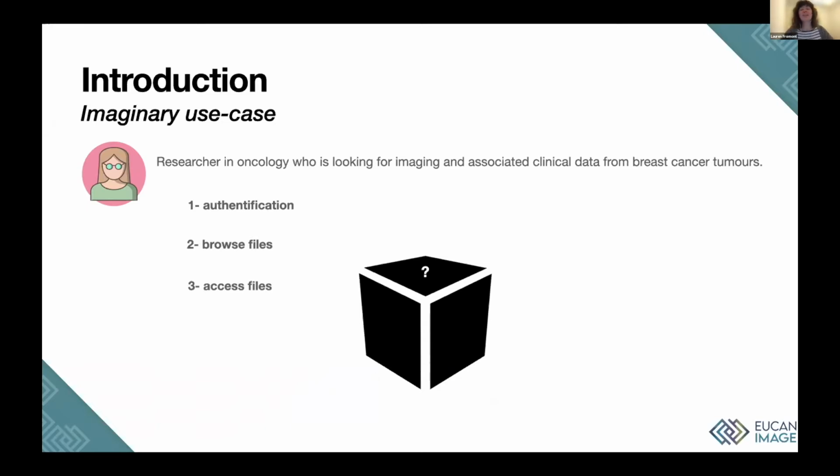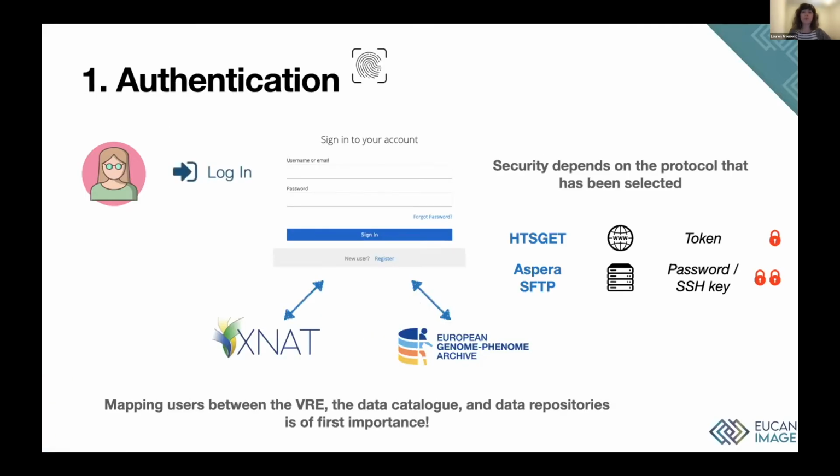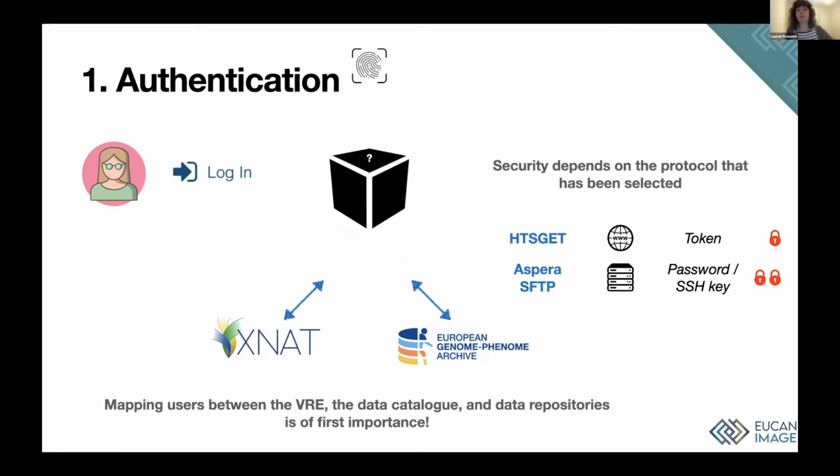Okay, so the idea is for me to basically open the black box a little bit and, in a nutshell, get you through the different important aspects. The first one would be identification. As a user, you would obviously log in and sign into your account, and this should be a secure process. The security really depends on the protocol that is selected. In the virtual research environment, normally a web-based protocol is selected. So we usually use HTTPS/GET or something of the like. You identify with a token, and it's already quite secure.